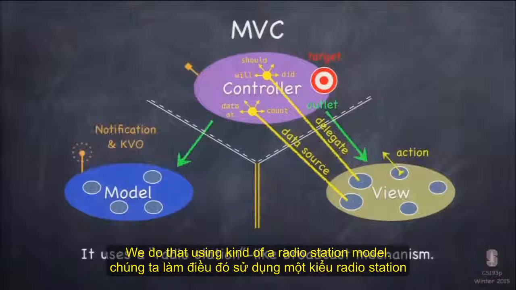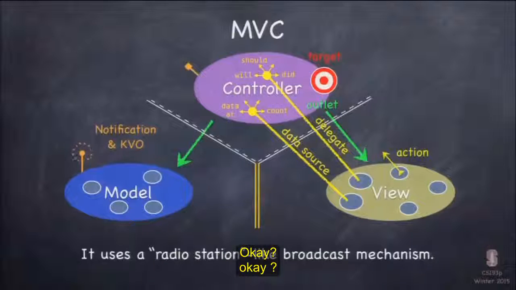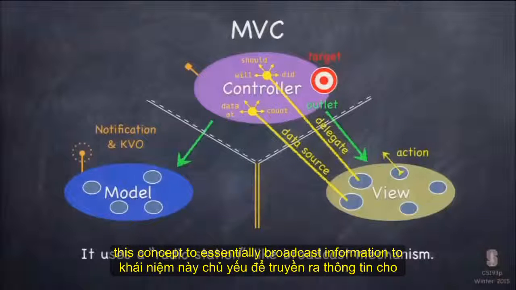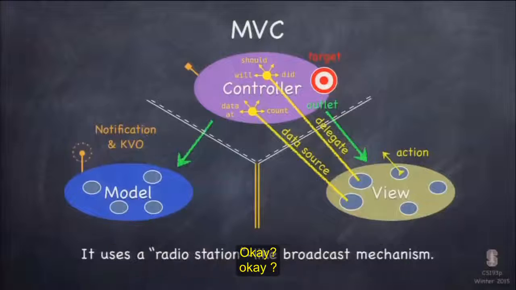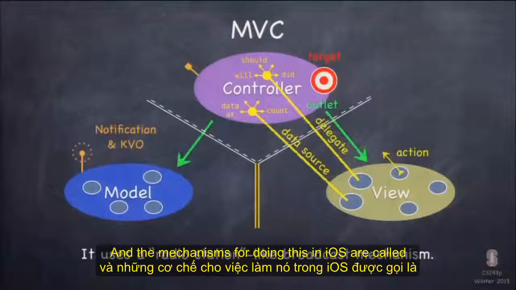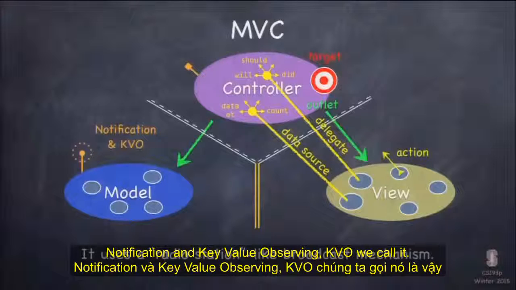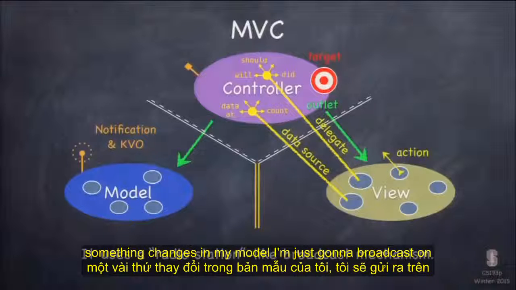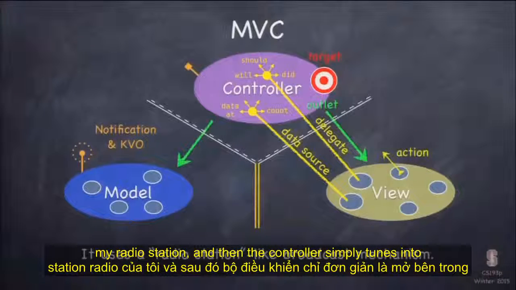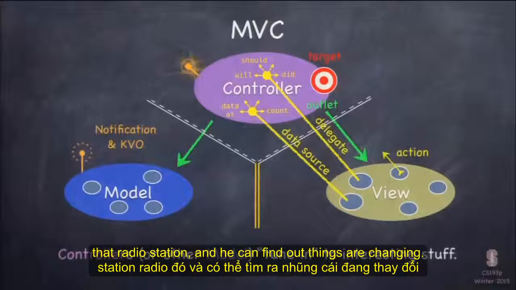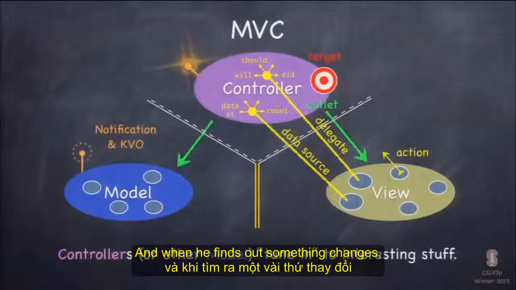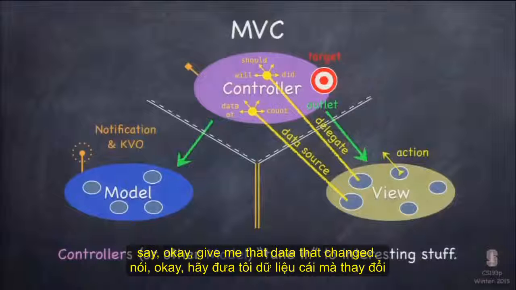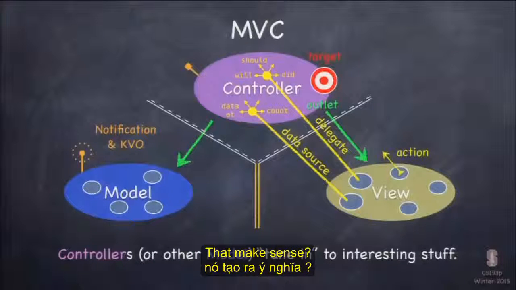We do that using kind of a radio station model. The model will use this concept to essentially broadcast information to anyone who's interested. And the mechanisms for doing this in iOS are called notification and key value observing, KVO we call it. And so the model can just say, anytime something changes in my model, I'm just going to broadcast on my radio station. And then the controller simply tunes into that radio station. And it can find out things are changing. And when it finds out something changes, it's going to communicate via its green arrow to the model and say, okay, give me that data that changed. Right? Does that make sense?